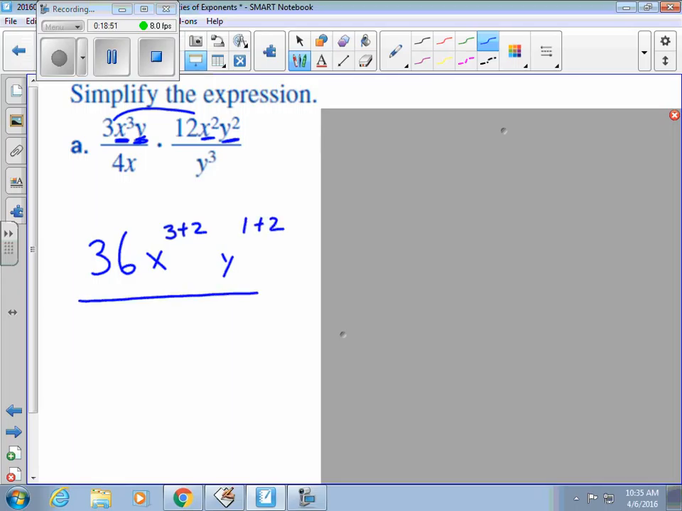On the bottom, you do the same thing. There's only one coefficient, 4. If you need to write in a 1 right there, you can. 4 times 1 is 4. And x and y are not the same base, so you don't add those exponents. It's simply x and y to the third.